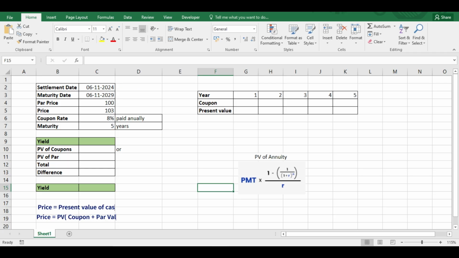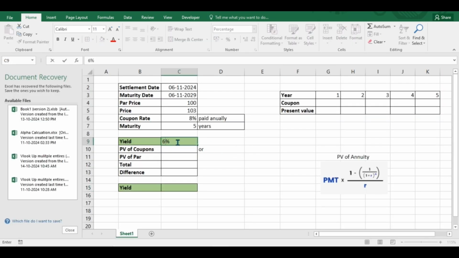YTM is the rate at which the present value of all the cash flows from bonds equal to the price, basically in other words the rate of return we can expect from the bond if we invest in the bond till its maturity. In bonds, there are two cash inflows for the investors, coupons and par value. First, let's calculate the present value of the coupons. Let's assume that the YTM is 6%.